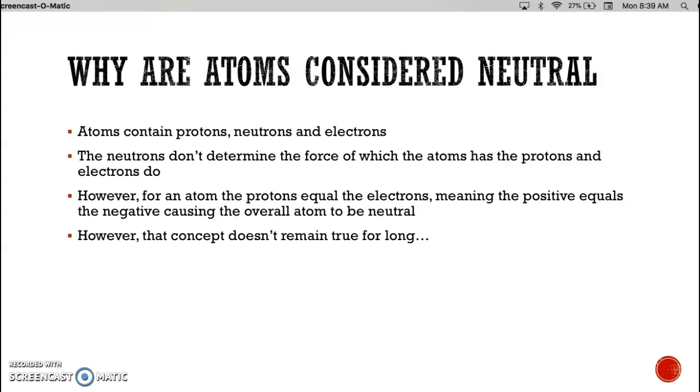If you're wondering how we find out how many protons our atom or our element has, it's based on the atomic number. The atomic number tells us how many protons we have. But as of the current moment, our number of protons equals our electrons, meaning our positive equals our negative, causing the overall charge to be neutral because they cancel out. However, that's not always going to remain true. So let's see what I mean by that.